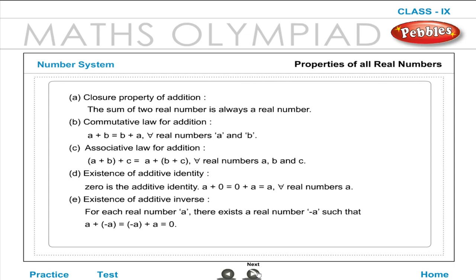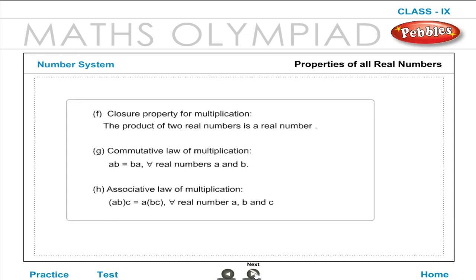Existence of additive identity. 0 is the additive identity. a plus 0 is equal to 0 plus a is equal to a, for all real numbers a. Existence of additive inverse. For each real number a, there exists a real number minus a such that a plus minus a is equal to minus a plus a is equal to 0.